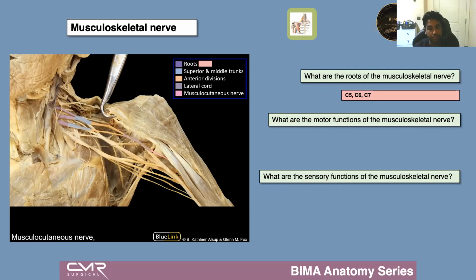So that's how you know that it is C5, C6, and C7. Does that make sense? Perfect. Okay, great. Now the motor function of the musculocutaneous nerve, if anyone knows them: muscles of the anterior arm, yeah. Do you want to be more specific?